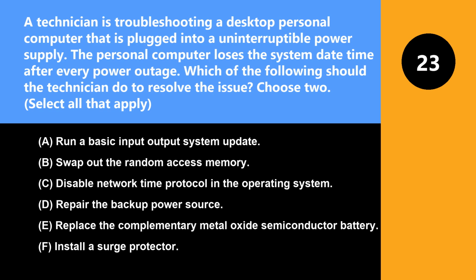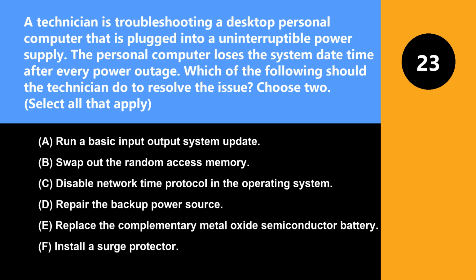Question 23. A technician is troubleshooting a desktop personal computer that is plugged into an uninterruptible power supply. The personal computer loses the system date and time after every power outage. Which of the following should the technician do to resolve the issue? Choose 2. Option A, run a basic input-output system update.